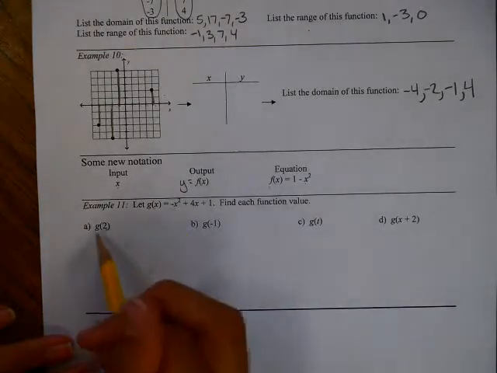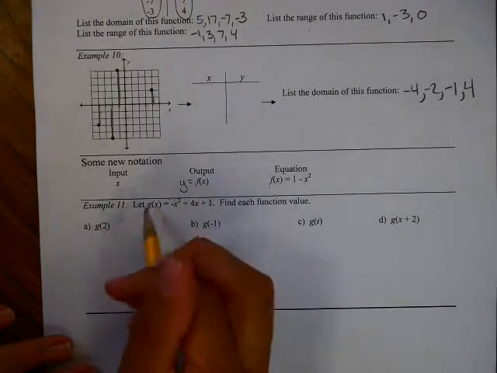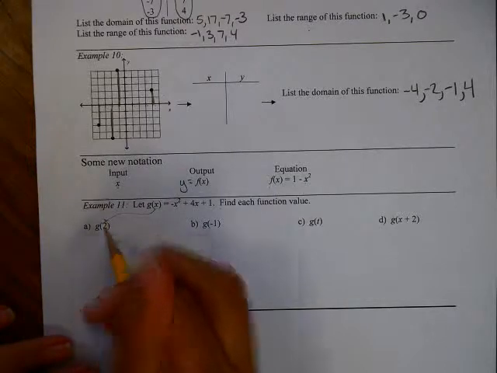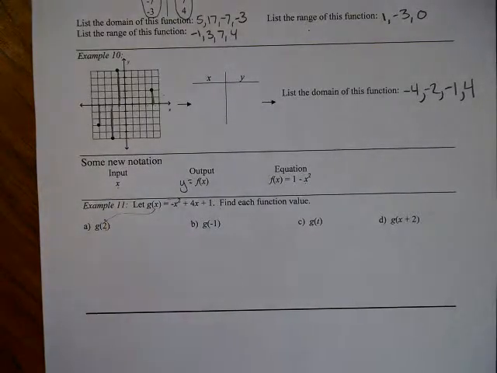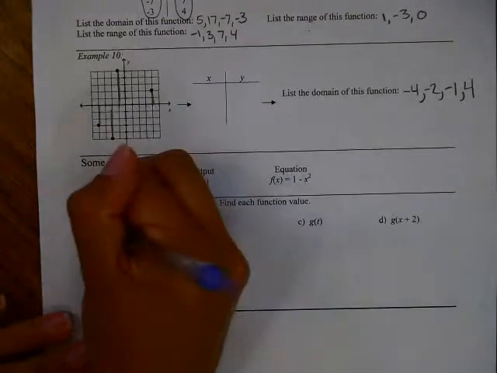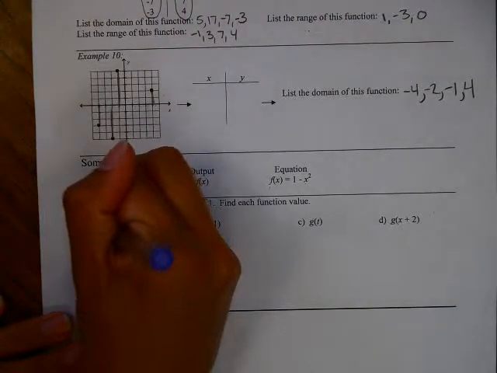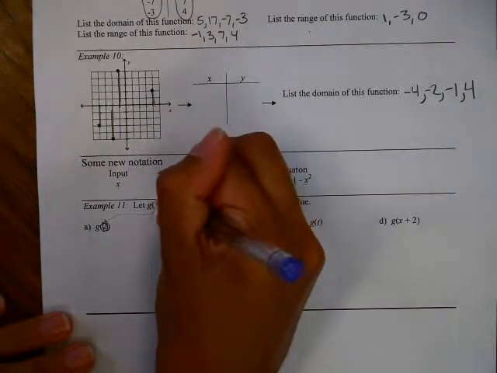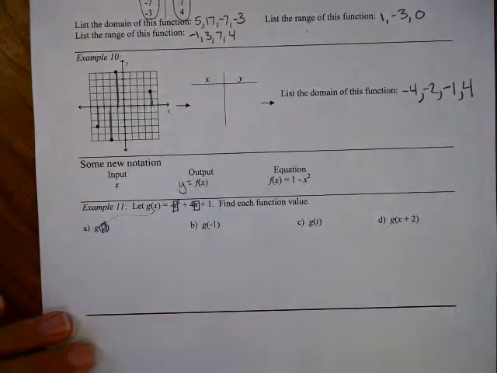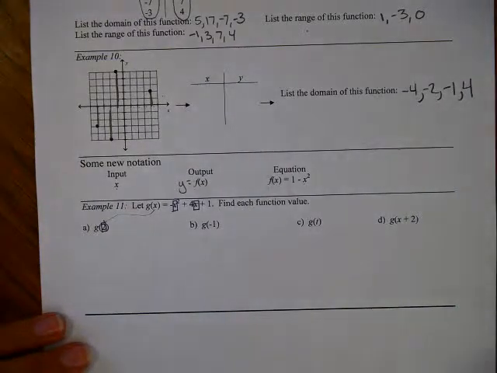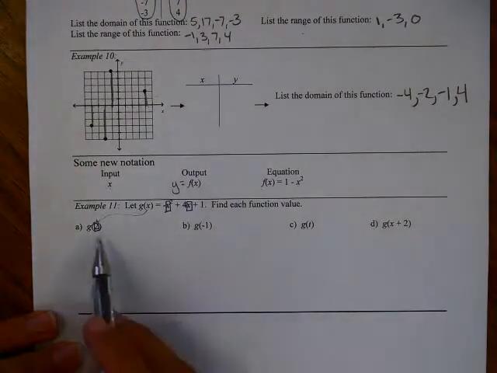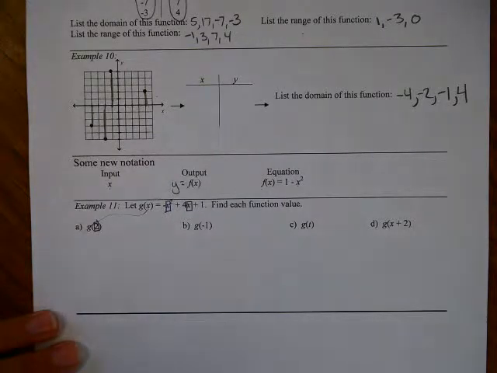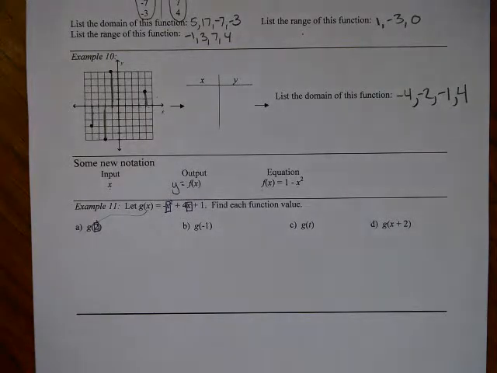Okay, so what we need to do is replace the X with the number that we see here. So in this case, they're asking us to plug in a 2. So everywhere I see an X, I'm going to put it there. And just a strong suggestion, when you plug in numbers, I suggest putting parentheses around it. It'll help you keep your math straight.